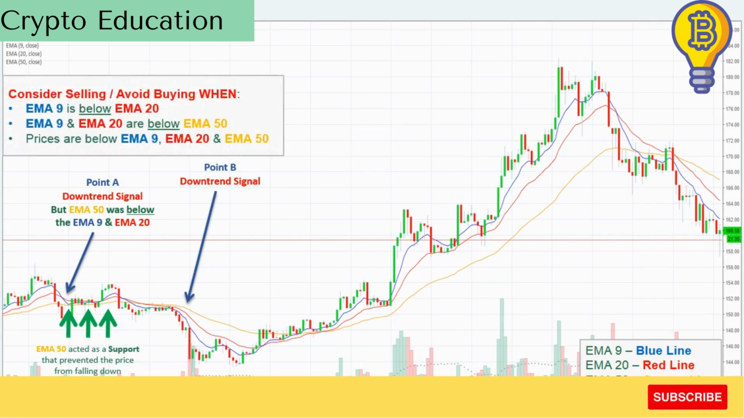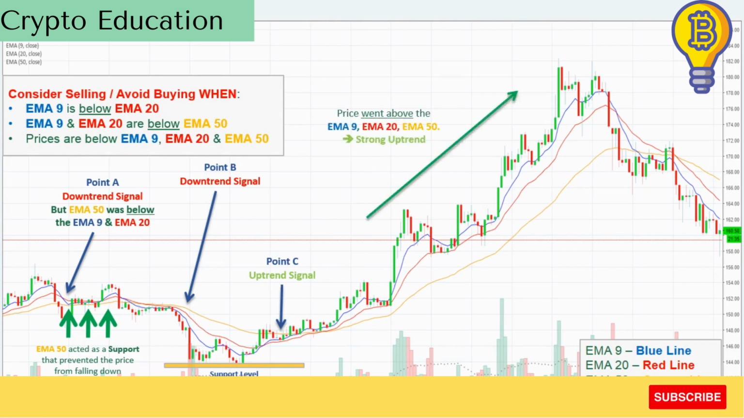As you can see on the chart, we had a support level here at about $144, so you could easily predict that the previous downtrend would end soon. The price was going to drop and hit the support level a few times, and then bounce back up. The blue line also crossed above the red line at point C, so we could predict that the trend had reversed. The uptrend signal was stronger when the price went above all of the moving averages, and the EMA 9 and EMA 20 were above the EMA 50.